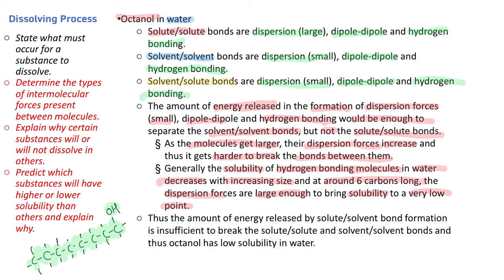So the idea is that once you get it 6 carbons long, the dispersion force is too large for any hydrogen bonds that you form with water to overcome those dispersion forces. Okay? Say that again. Once you get too long, the dispersion forces get larger. Even if you form hydrogen bonding between the solute and the solvent, those hydrogen bonds aren't going to be sufficient to break the dispersion forces between the large molecule. Thus, the amount of energy released by the solute-solvent bond formation is insufficient to break the solute-solute and solvent-solvent bonds, and it has low solubility in water.